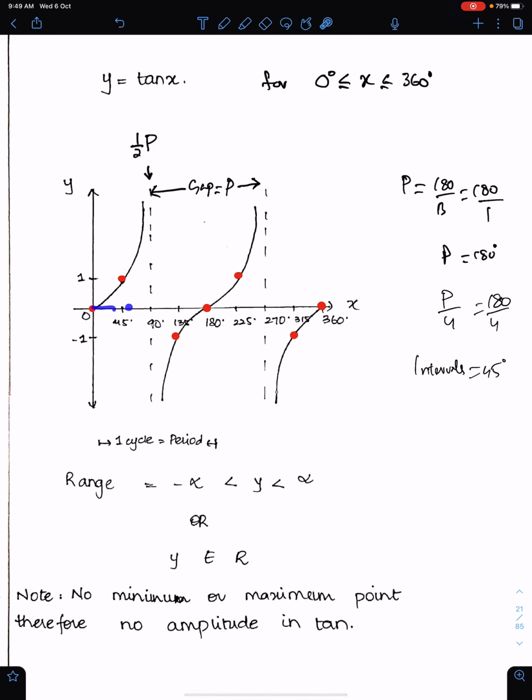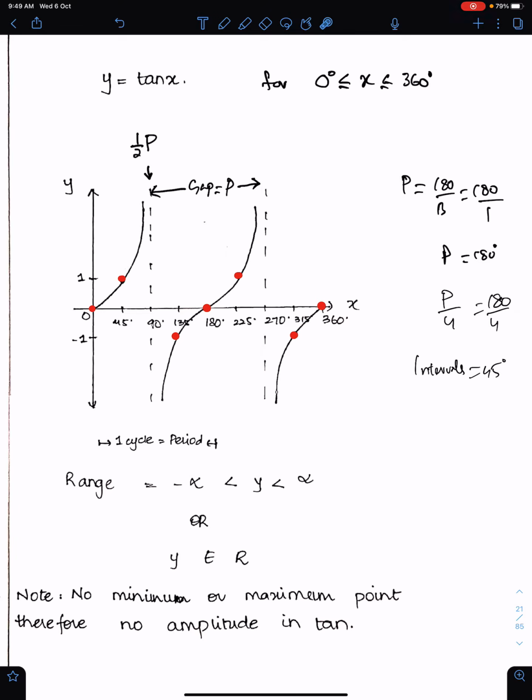So these widths are of 45. Since we have to sketch the function for 0 to 360, that is why we have sketched two curves. This is the first curve and this is the second tan curve. So these are two tan curves.